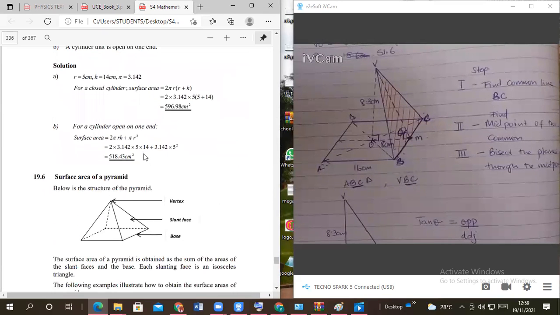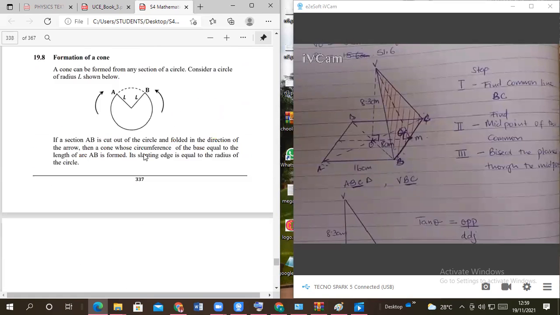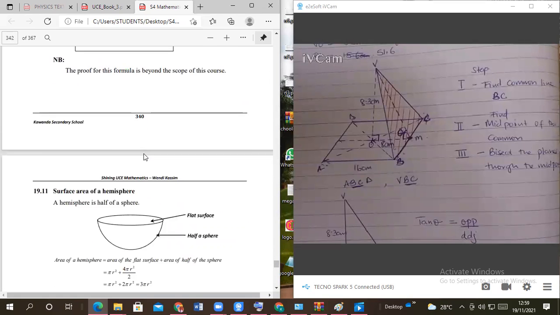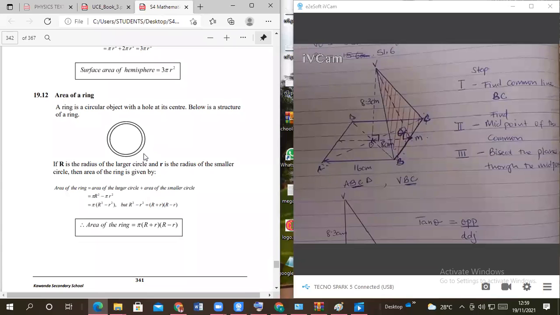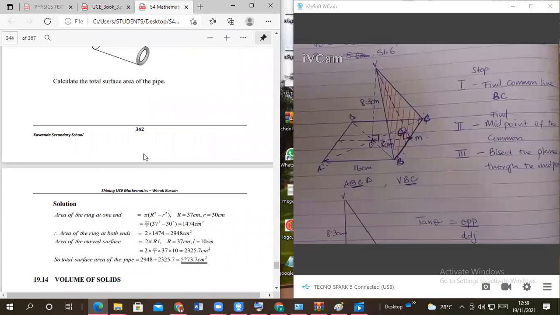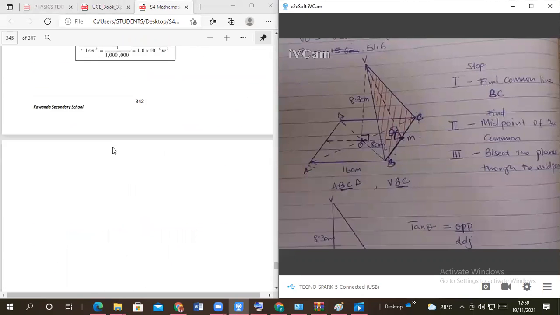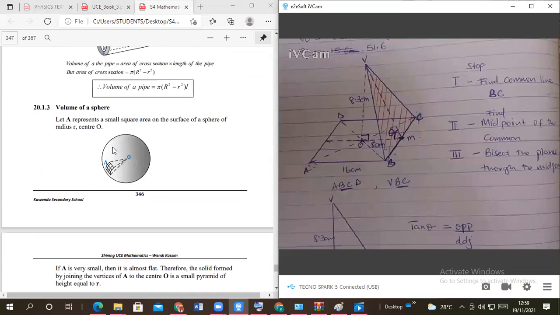Esther, are you getting it? Now where have you bisected? Yes, teacher, there on M. Where have you bisected? Here. Now you can see this line is bisecting the base. Are you seeing this line?